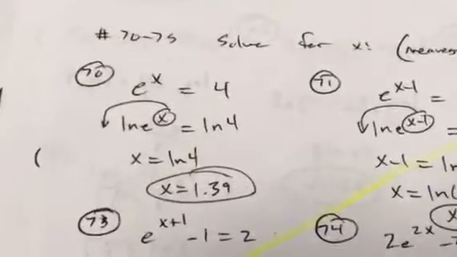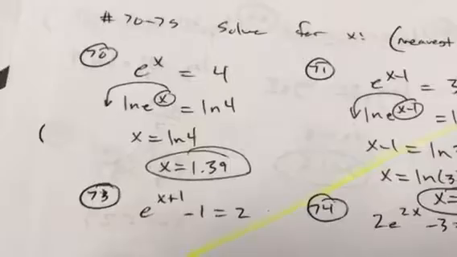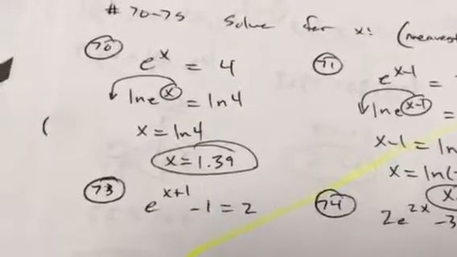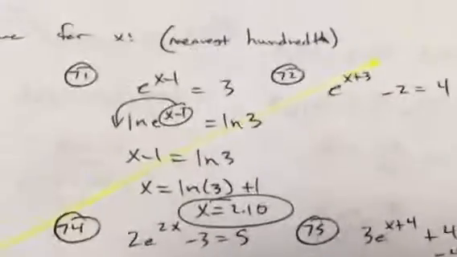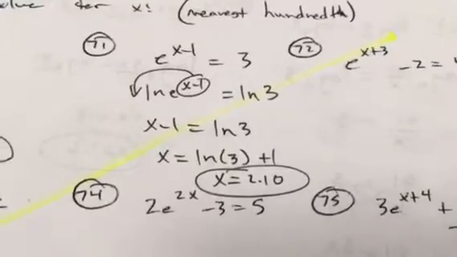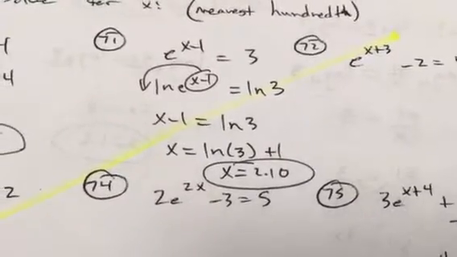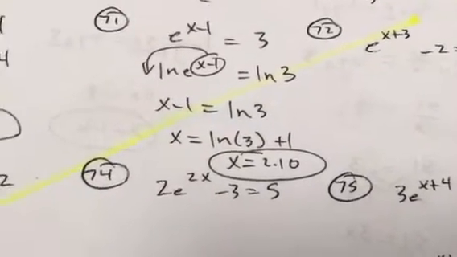Guys, on 70 through 75, if you have e to the x, the only way to get rid of e to the x is attach natural log to both sides. All right, do that again on 71. It's just that you're going to have x minus 1 is natural log 3. So hit natural log 3, hit enter, and then add 1 to it.